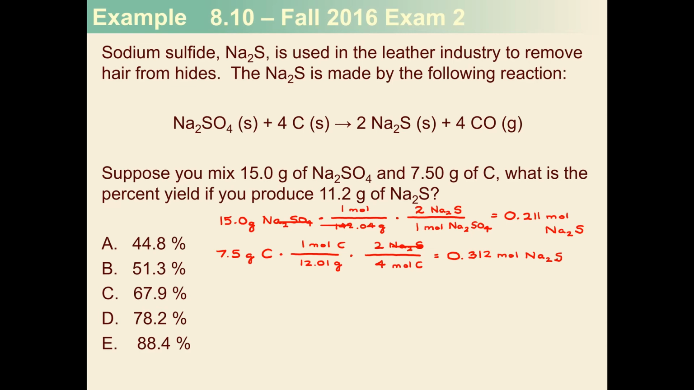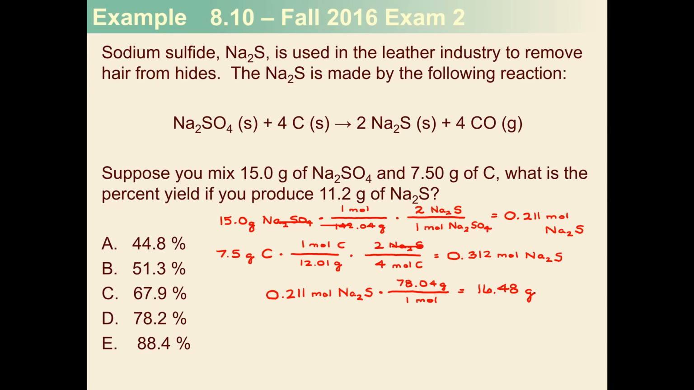So now what I need to do is take my 0.211 moles of my Na2S. You guessed it, I've got to go from moles to grams. So in this case, I need to take 78.04 grams for every 1 mole. And I can now calculate my theoretical yield, which should be 16.48 grams of my product.